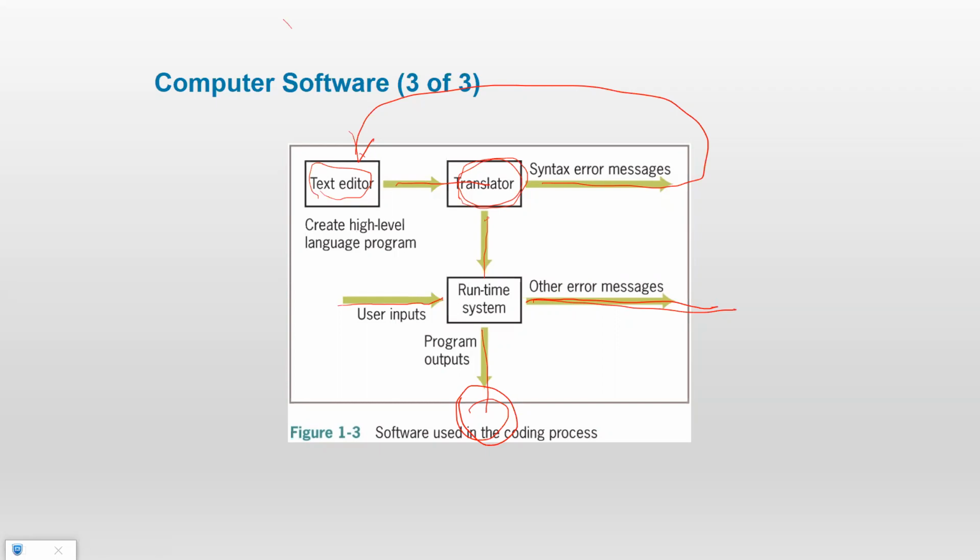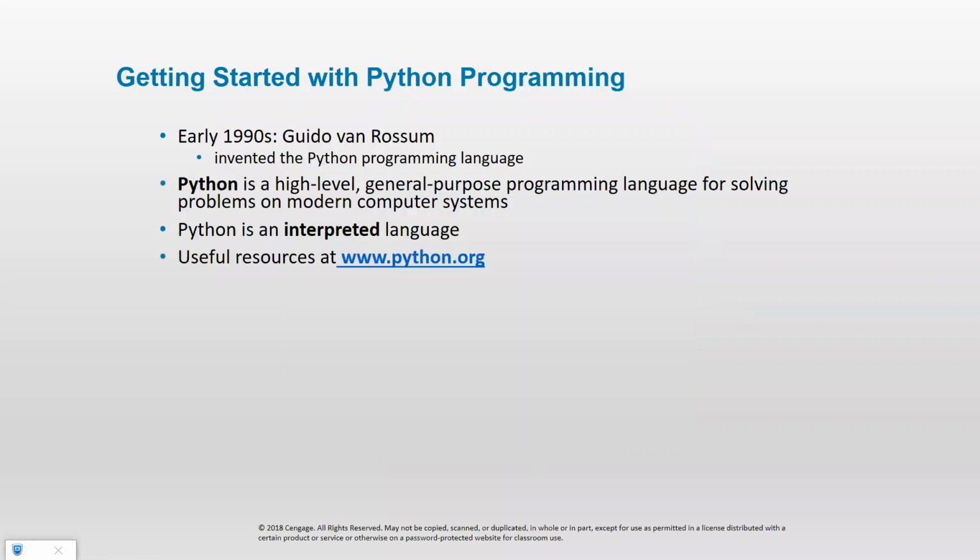So you write your program. The program is checked to see if there is a syntax error. If there is a syntax error, it cannot be translated. You have to re-edit. And once it's free of syntax errors, it goes to the runtime system, and the user has the chance to input data. And then it will produce a result or it will crash because of runtime errors. Okay, any questions, everybody?